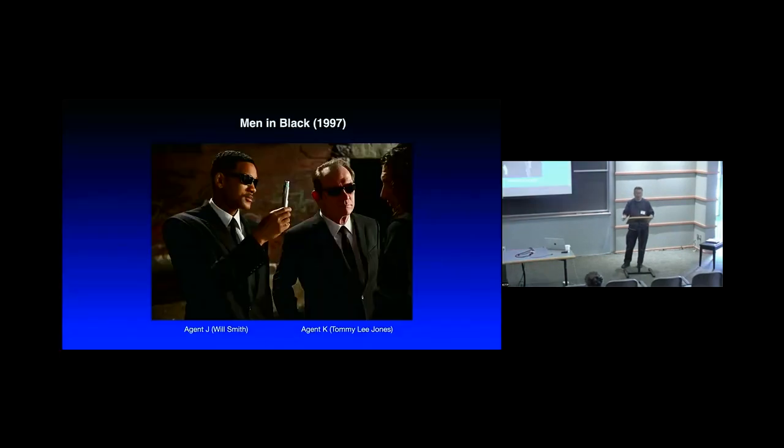So who knows this movie? This is the 1997 movie Men in Black. And here, Will Smith portrays Agent J. They use a light, a device called a neuralizer, to erase people's memory. And at that time, it was sci-fi. But now, it's no longer sci-fi. You can use the light to erase your memory.